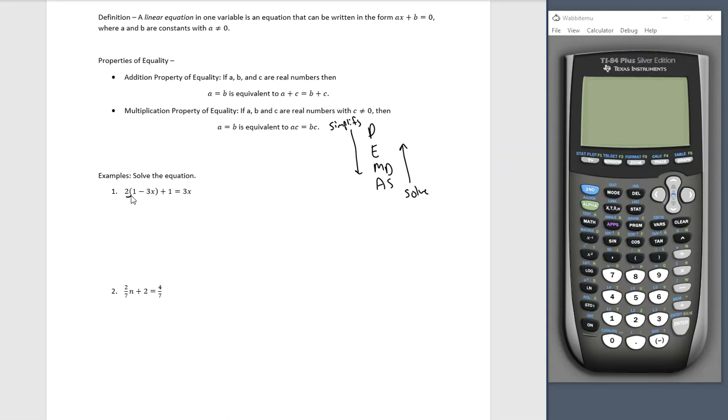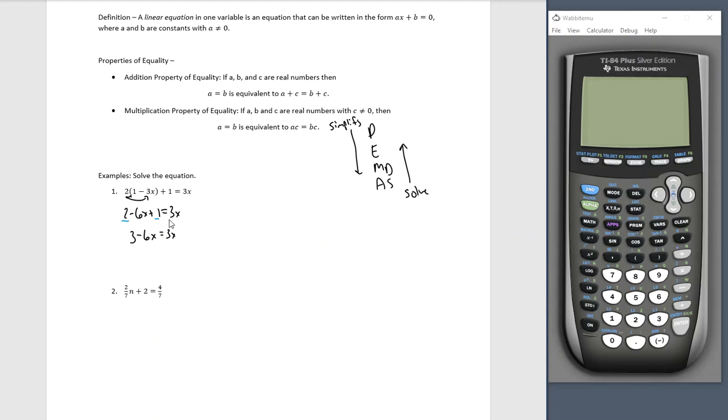So we'll take this 2, multiply it by the 1, and we'll multiply the 2 by the negative 3x to get 2 minus 6x plus 1 equals 3x. Now, definitely, we want to combine like terms on each side of the equation. So on the left side, a 2 and a 1 make 3. We'll have 3 minus 6x equals 3x. So we'll simplify, we'll combine like terms on each side individually.